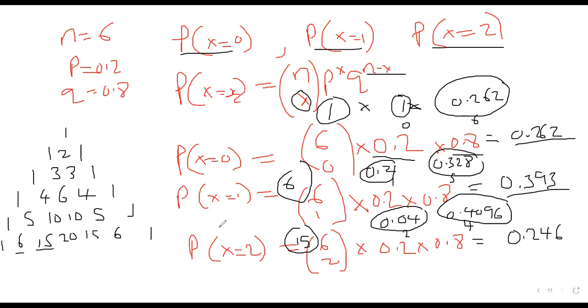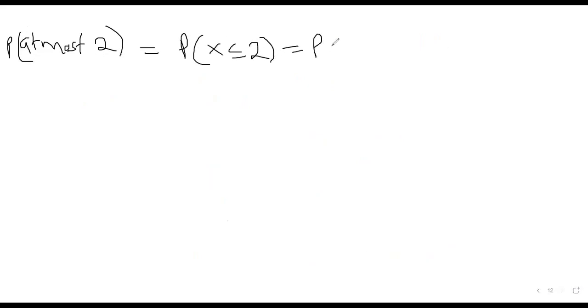So now is our language. If we're asked to find the probability at most two. At most two means what? Less than or equal to 2. So this is the probability of 0, plus the probability of 1, plus the probability of 2. So less than or equal to 2, we're starting from 0 up to 2.